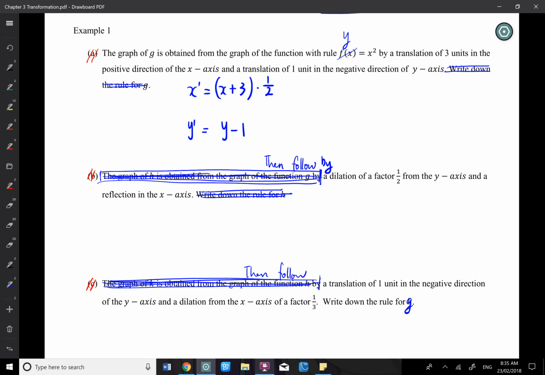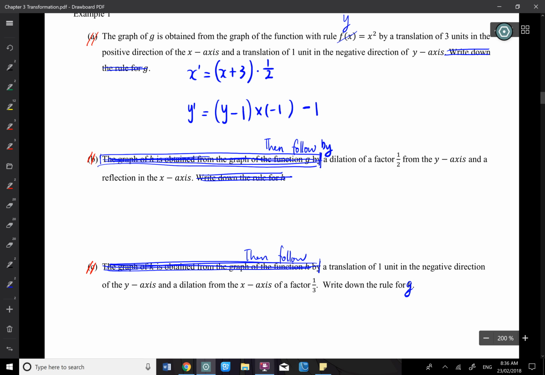But, okay, calculation order must be the same as the transformation order. So you are moving down first, you need to calculate y minus 1 first, and then times by -1. So you need the bracket there. Okay, you need the bracket around x plus 3 and y minus 1. Then follow a translation of 1 unit in the negative direction of the y-axis. Then I will minus 1 again. Okay, this is times by -1. And then I'll subtract 1 because it keeps moving down by 1 unit.